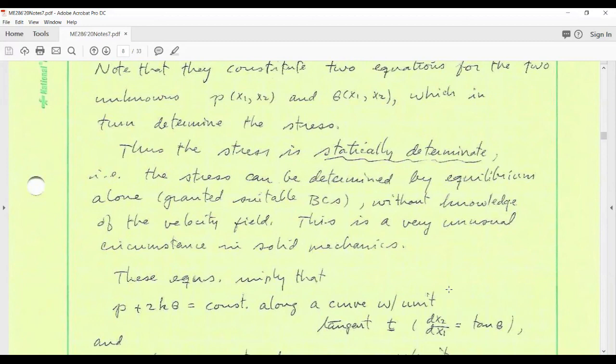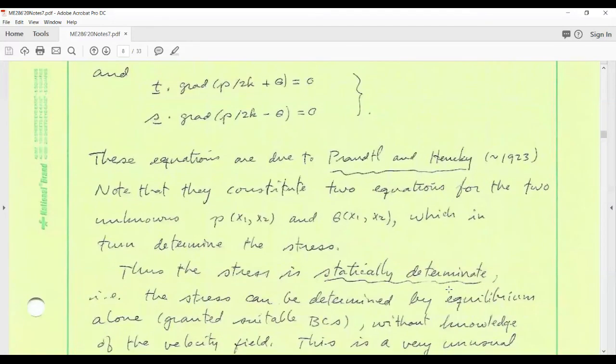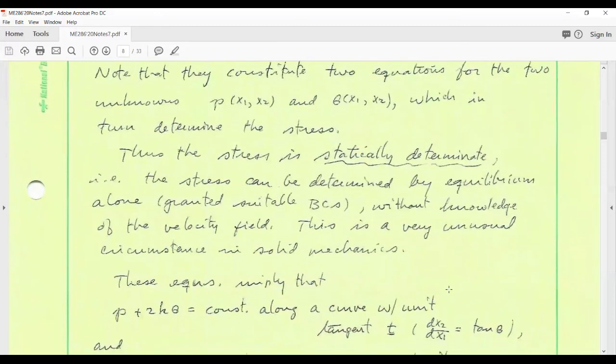In other words, the way you'd normally do it is you use the stress deformation relation from elasticity, plug it into the equilibrium equations, and you get 3 equilibrium equations for the 3 displacement components. And then after you solve the displacements, then you get the stresses. Here, it's the reverse. You can find the stresses without knowing anything about the deformation. So that's a very unusual situation.